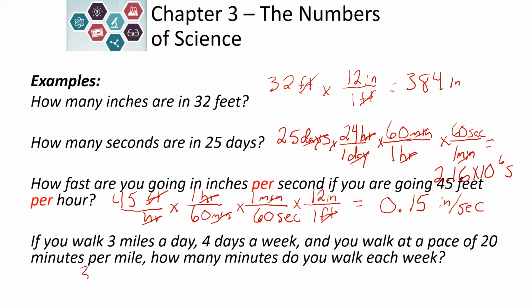So we're going to start with our 3 miles per day. We want the days to cancel. So we are going to put the number with the unit, so 4 days that we walk in 1 week.